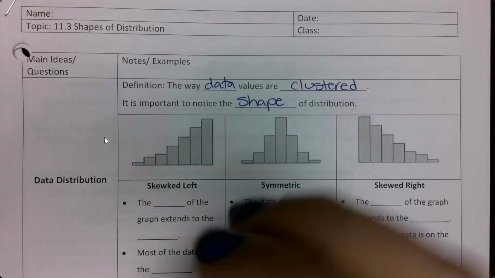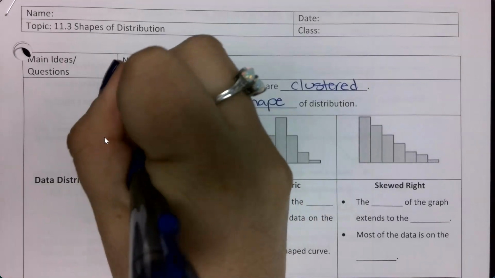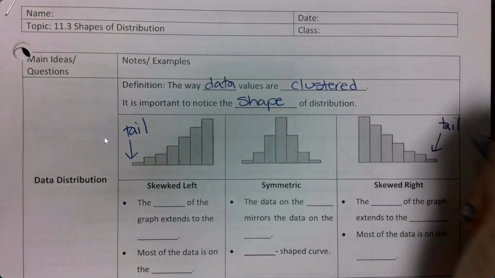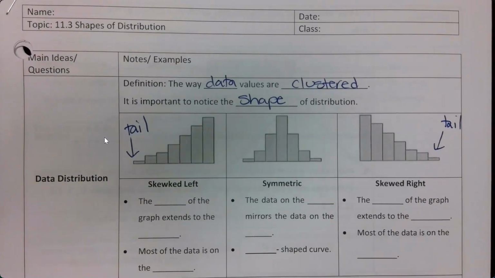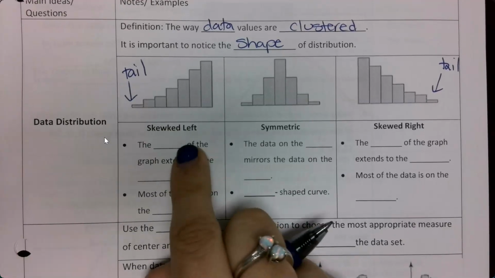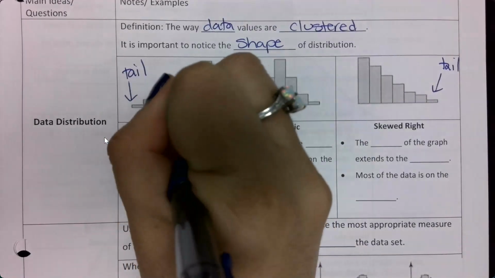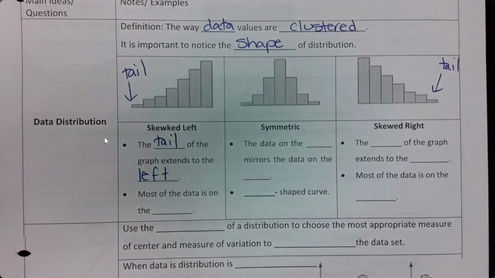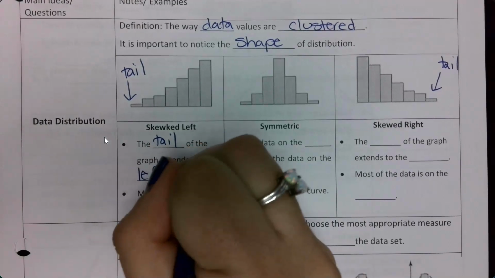So when it's like this, this part right here is considered my tail. So only the two on the ends have tails. Otherwise, it's symmetric. So this one on the left is skewed left. The tail on the graph extends to the left side, and most of my data is on the right side. That's where my taller bars are.